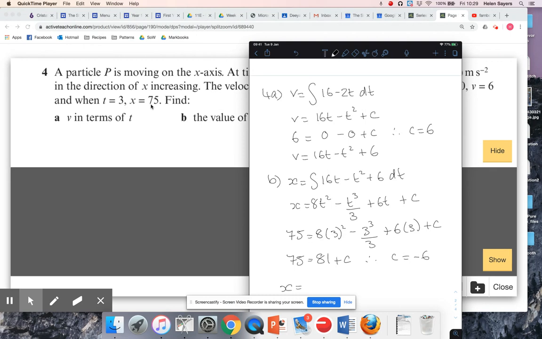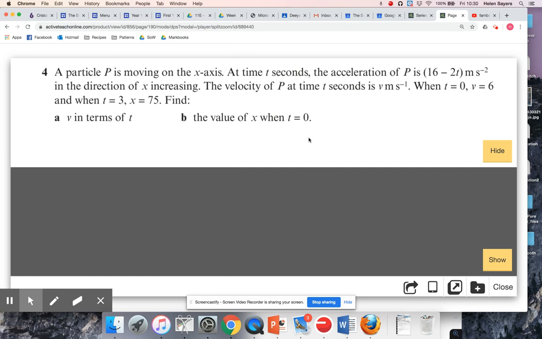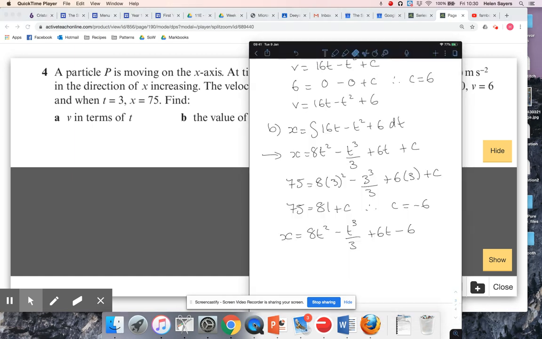So that gives me x is, going back to this line, but now I've got a value for c, so x is 8t squared minus a third t cubed plus 6t minus 6. And then it did just ask me for a specific value. So when t is 0, well, that's actually pretty straightforward, isn't it? So when t is 0, it is going to just be minus 6. I'll just show a little bit of working. But when t is 0, that's going to be 0, that's going to be 0, that's going to be 0.